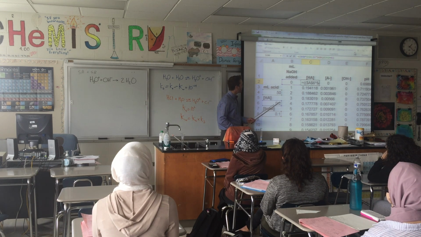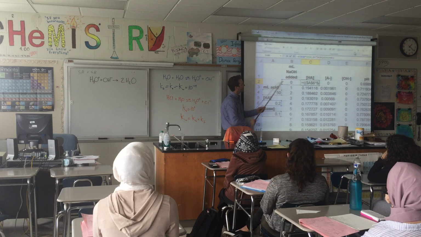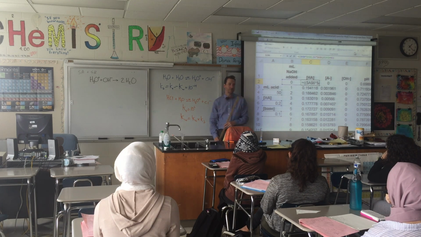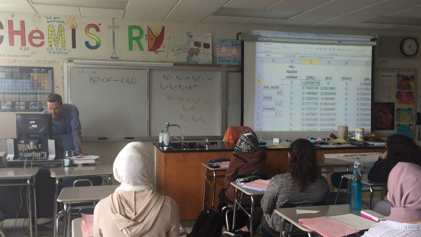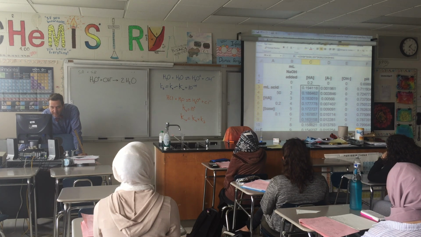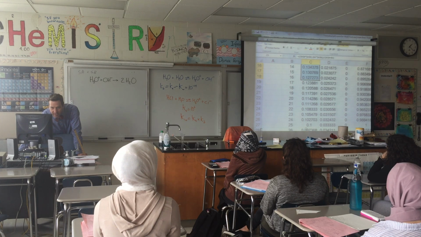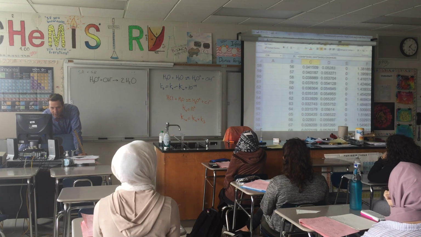Then I divide that by the total volume of the solution, and that gives me the new concentration of my acid. Okay, so what you can see here is the acid concentration goes down, down, down as we add more and more NaOH. Well, at a certain point, it's going to go below zero.